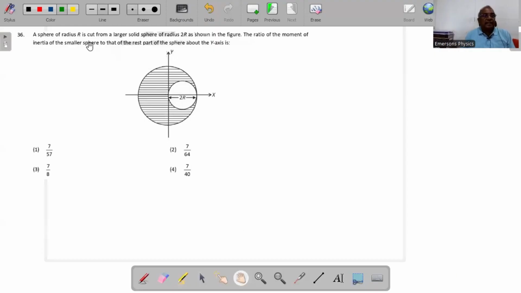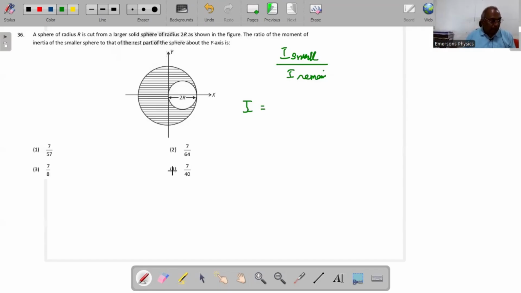A sphere of radius r is cut from a larger solid sphere of radius 2r, as shown in the figure. Find the ratio of the moment of inertia of the smaller sphere to that of the remaining part. Okay, first we'll find the moment of inertia of the smaller sphere about the y-axis. This is very important.